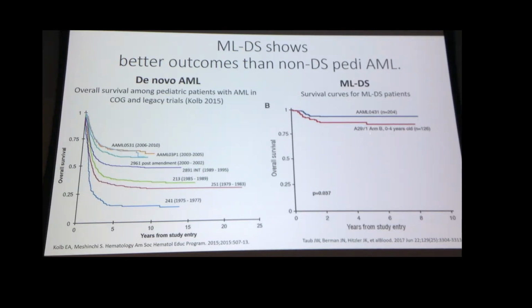Here's an overall survival curve for a bunch of patients who were involved in a recent COG study. And we can see that there's two different studies portrayed here. And you can see the 5-year survival for these patients, the overall survival, not just their complete remission rates, hovers around 85 to 90%. This is hugely better than the overall survival in kids without Down syndrome.